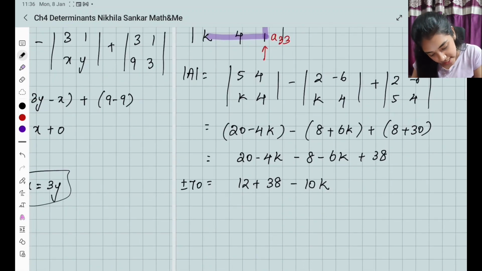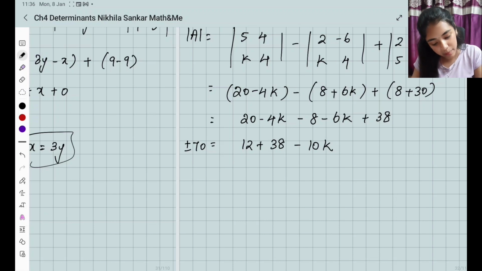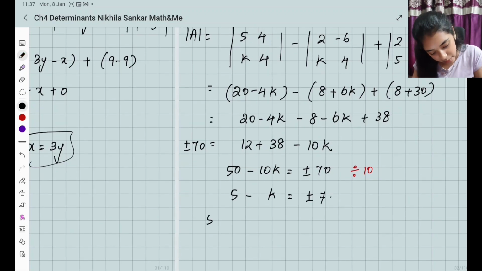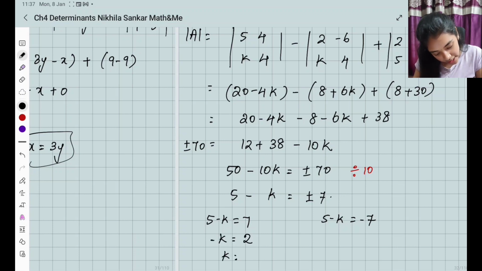So plus or minus 70. Simplifying, 38 plus 12 gives me 50. So 50 minus 10k equals plus or minus 70. I divide the whole equation by 10 and I'll be left with 5 minus k equals plus or minus 7. Now, what are the two equations? 5 minus k equals 7, and 5 minus k equals minus 7. In the first one, minus k equals 7 minus 5, which is 2. So k equals minus 2.